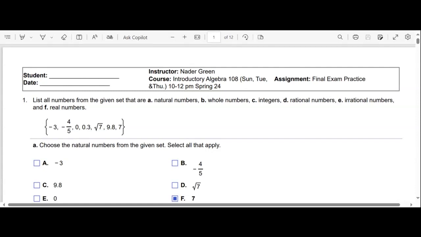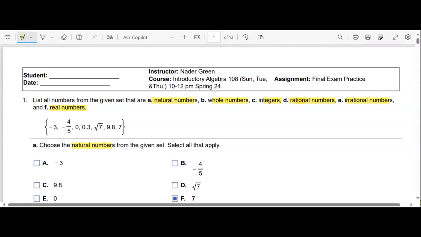This is a review for the final exam. List all numbers from the given set that are natural numbers. So the first thing is natural numbers, and then whole numbers, integers, rational numbers, and irrational numbers, and real numbers. So choose natural numbers.